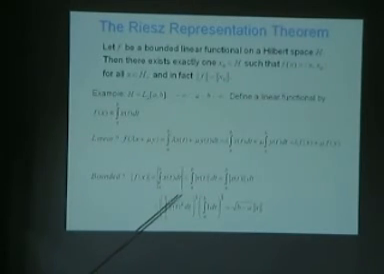Now I can just plug in, and this is by definition a norm of the vector. So yes, it's bounded: f of x is equal to some number times the norm of the vector.